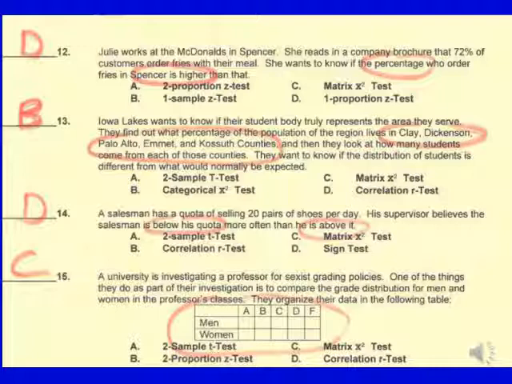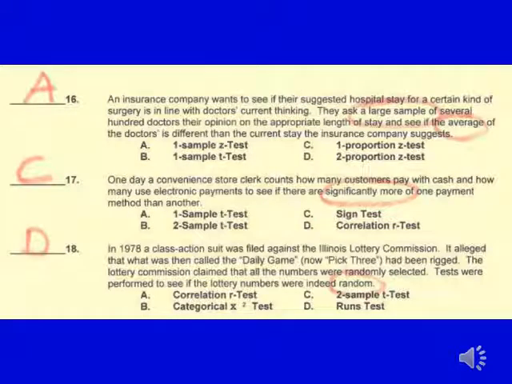The last one, you literally see a picture of a table, and that's why it's a matrix chi-square test. So number 16, it says we have a large sample. In fact, it's several hundred doctors. And the question asks about average. You put that together, it's got to be a z-test, 1 sample z-test, A.